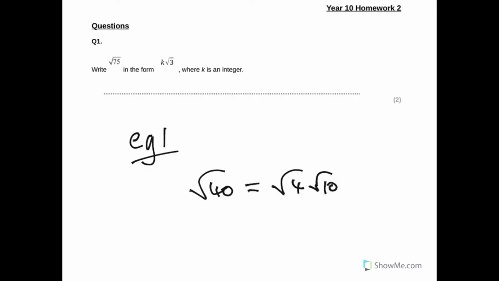Now, 4 times 10 is 40, so that definitely works, and the reason for picking 4 is because root 4 is 2, because 4 is a square number. So actually I end up with 2 root 10. And that's because this root 4 here turns into this 2, because root 4 is 2. So that's example 1. I'll do another.